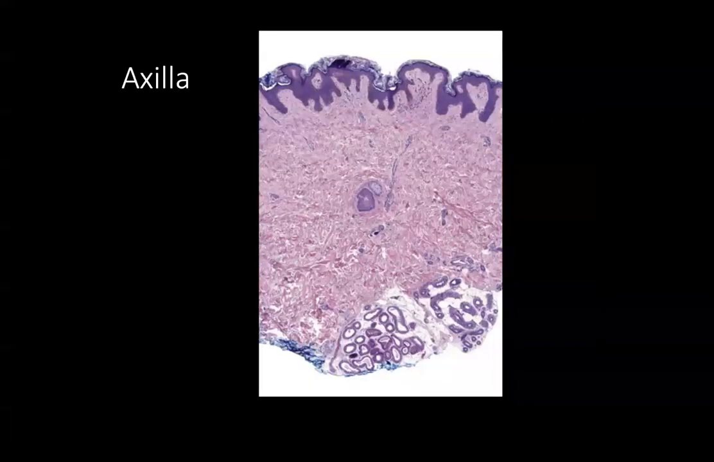Most important thing for the axilla is that you'll notice a relatively normal epidermis, maybe a little papillomatosis or acanthosis, but the most important thing is if you see apocrine glands in a histology section, you should be thinking axilla is your site.